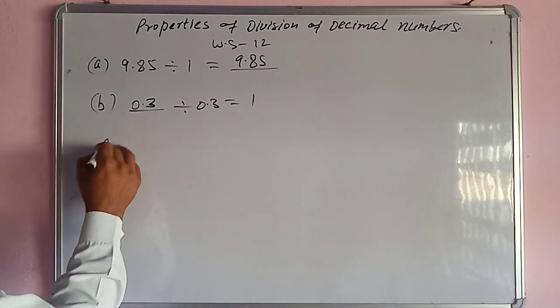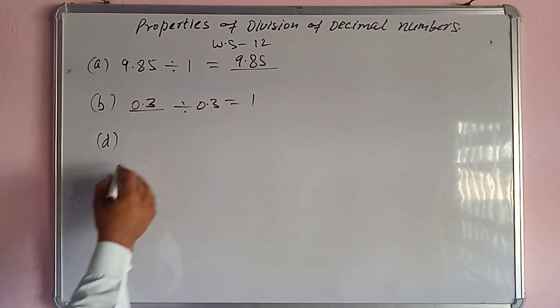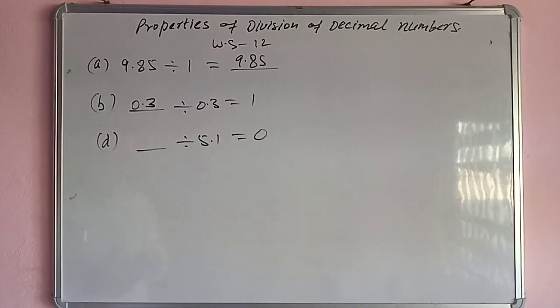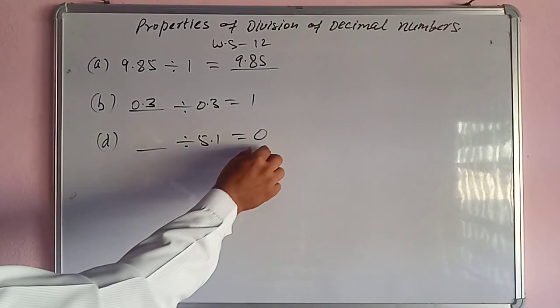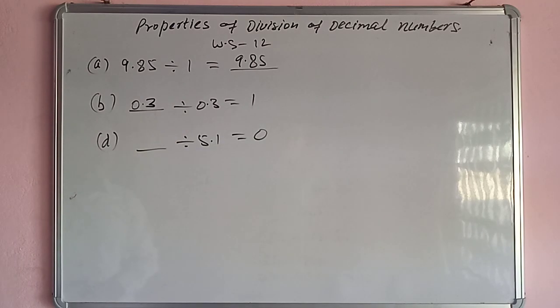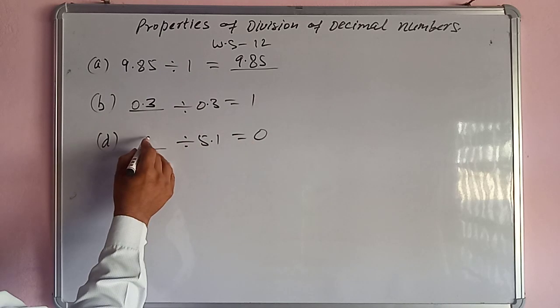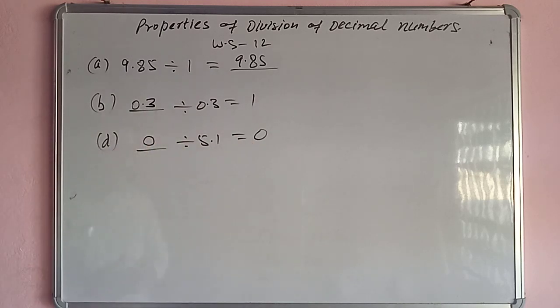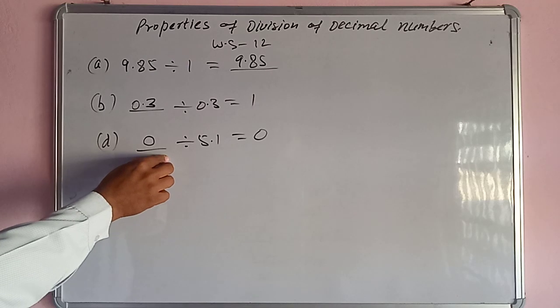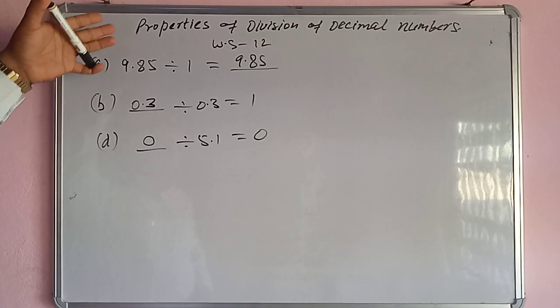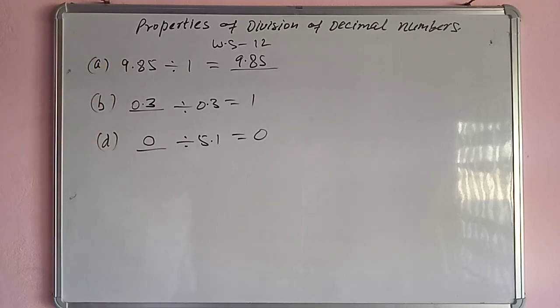And next, in part D, blank divided by 5.1 equal to 0. So here we have quotient 0. How can we get quotient 0? When 0 is divided by any decimal number, the quotient is always 0. So the blank is 0. This worksheet is based upon the properties of division of decimal numbers.